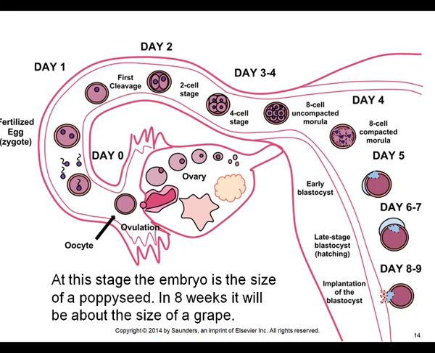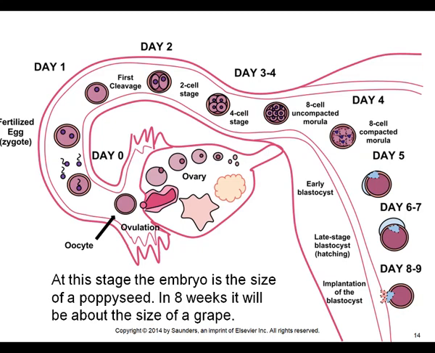Don't worry about the names of these things. You don't need to know that. But they have different names depending on what stage they're in. By the time you get to day 8 or day 9, down there at the bottom, notice that the developing embryo is implanted in the uterus. Okay, so the egg was released into the fallopian tubes, it got fertilized, then it went through mitosis, and now it's implanted in the uterus.